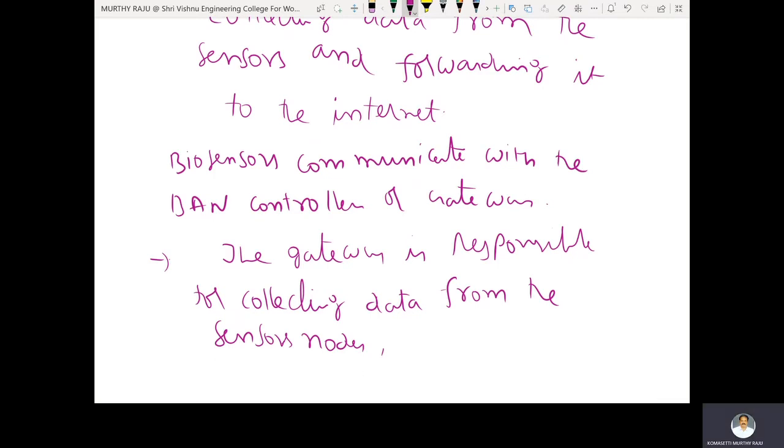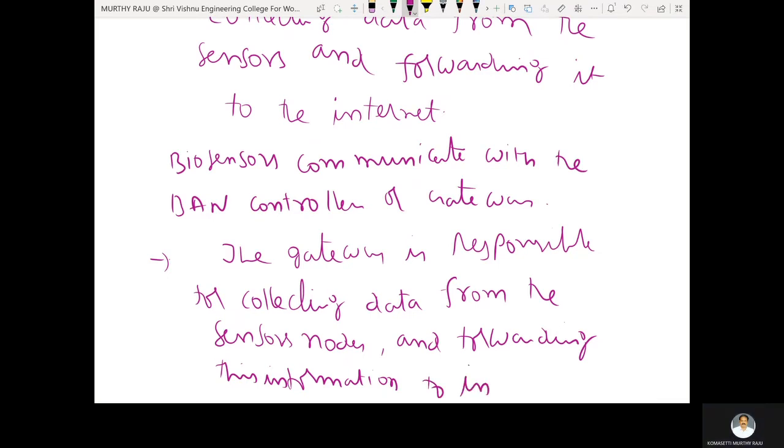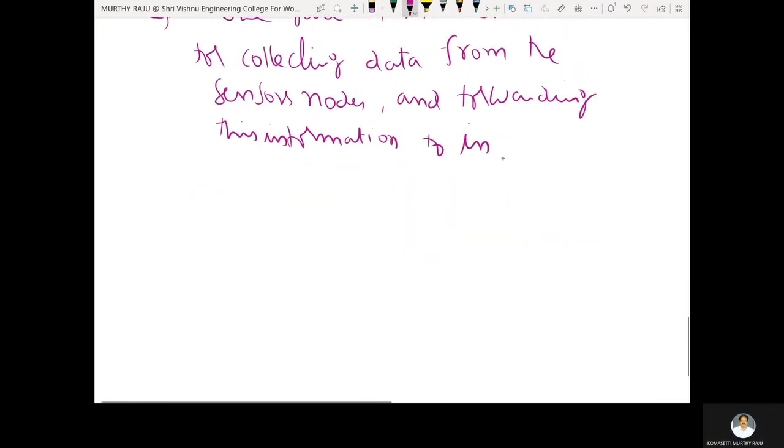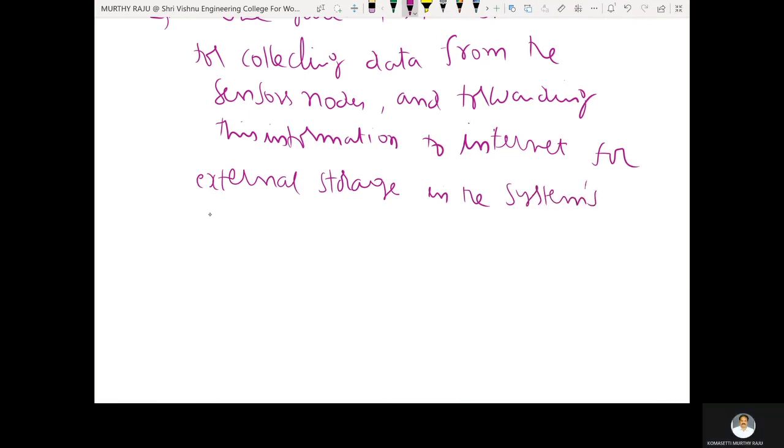And the gateway is responsible for collecting data from the sensor nodes, forwarding data on its outgoing port to the internet for external storage in the system database.